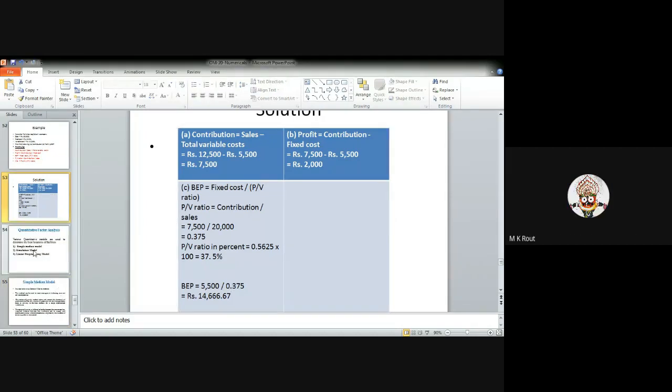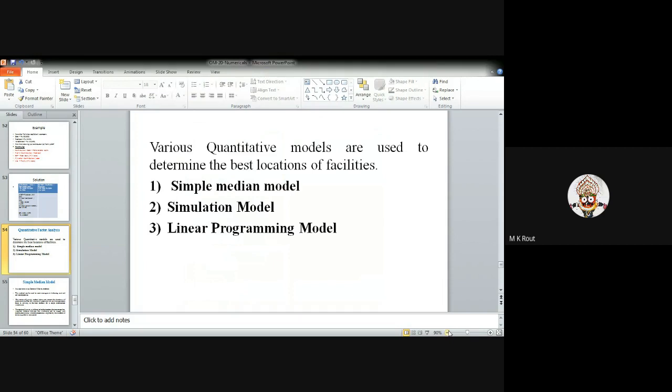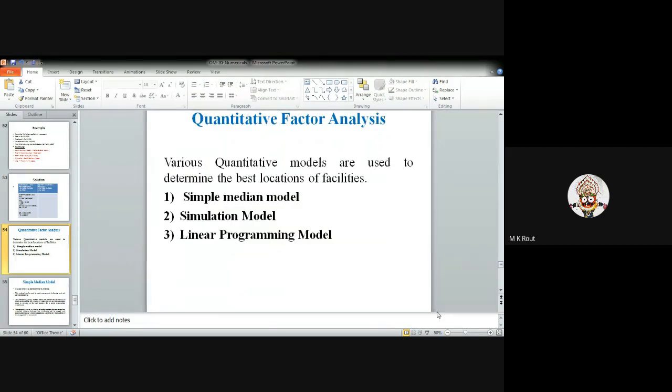Moving to the next one, just note down the headings. The heading is quantitative factor analysis. Do not write the theory given in the slide, just note down the heading only. In case of quantitative factor analysis, we have three best models used for calculating the location of facilities. First one is the simple median model. The next one is the simulation model, and the last one is the linear programming model. Is it clear?